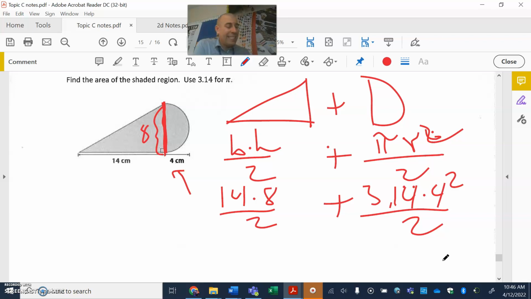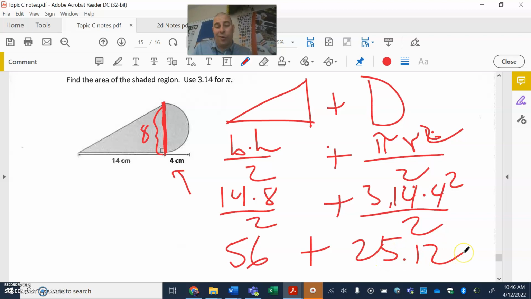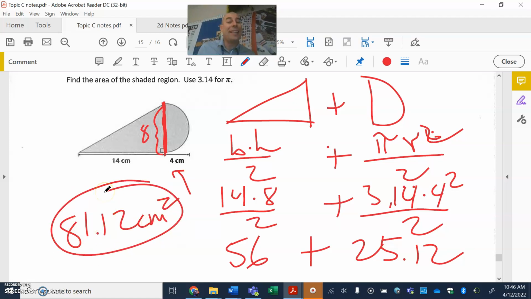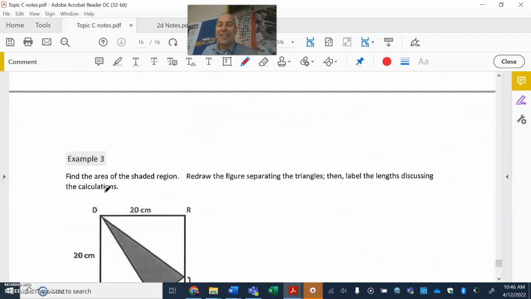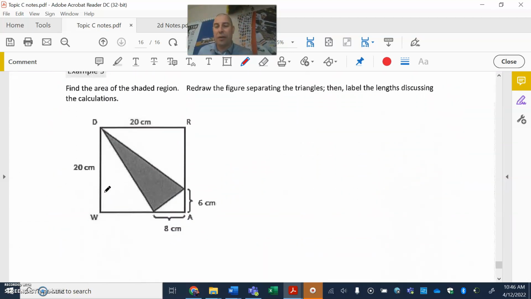So that 14 times 8, all right, divided by 2. Like I said, I like to piece things together. 56 plus, and then the 3.14 times the 4 squared, and I'm going to divide that by 2. Okay, and then we total it on up. So grand total, 81 and 12 hundredths, and this would be centimeters squared. So again, the theme here is the radius and the diameter sharing particular sides.